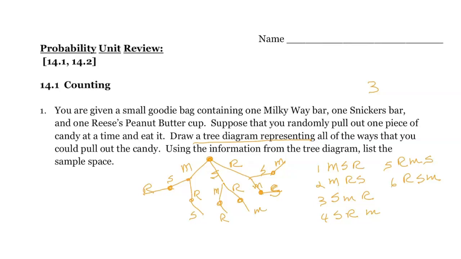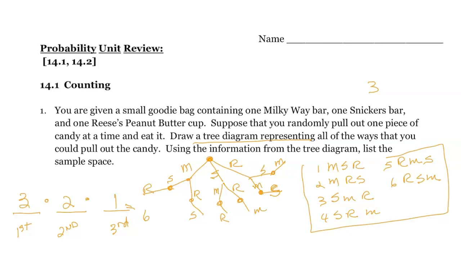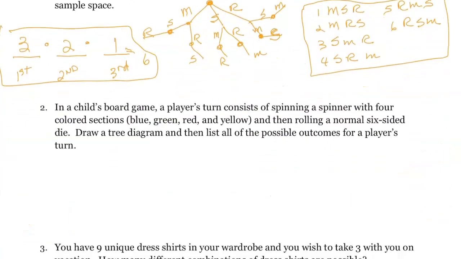So that's how you do a tree diagram. Couldn't I also have done the counting method? The first pull, I have 3 candy bars to choose from. The second one, I have 2 candy bars to choose from, since I ate the first one. And the last one, I have 1 to pull. What do I get for my sample space numbers? 3 times 2 times 1 is 6. So I get the same thing both times. If I do a tree diagram, I can tell you exactly what's happening in the sample space. If I do the counting method, I can give you the count. Okay, let's go to the next one.